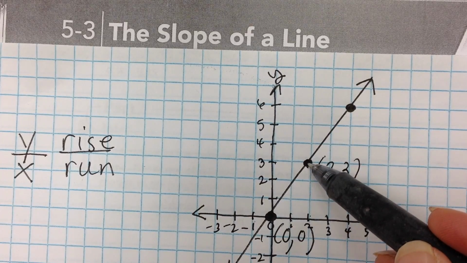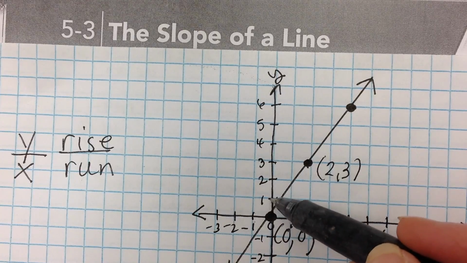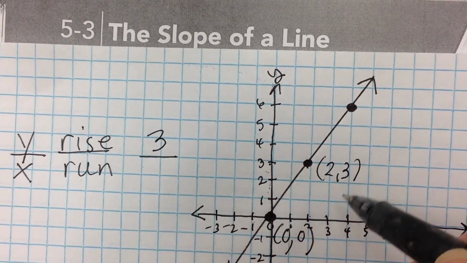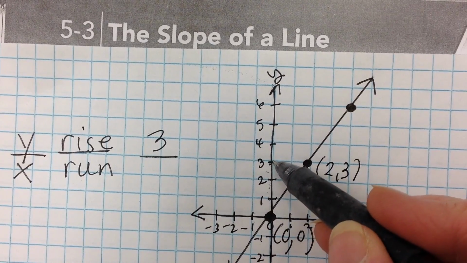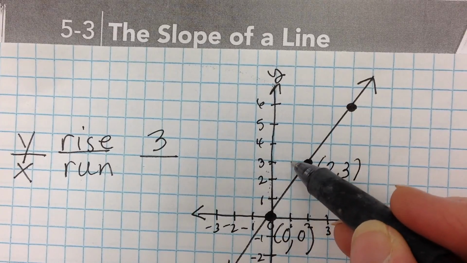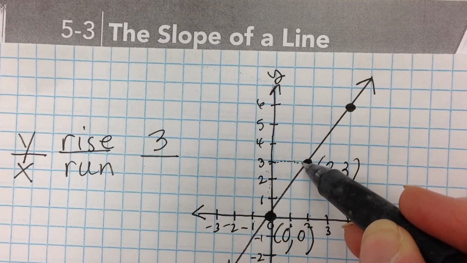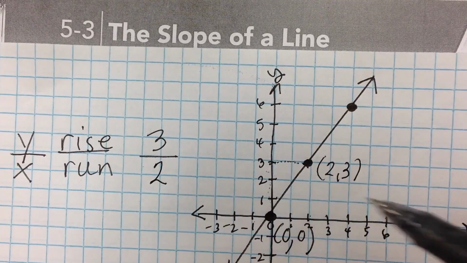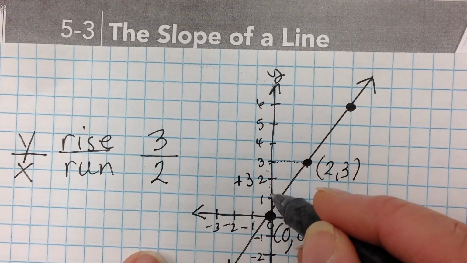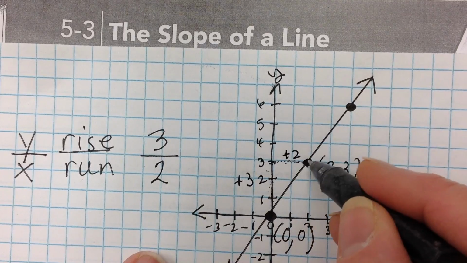Okay? So, what did we have to rise and what did we have to run to go from this point to this point? Rising first, what did I have to go up on my y? I went 1, 2, 3. So my rise is 3, positive 3 is going up. What do I have to run on the x to get to this point? You have to run 1, 2. Running to the right means positive 2. So your run is 2. You had to rise positive 3 and you had to run positive 2 to get to this point.